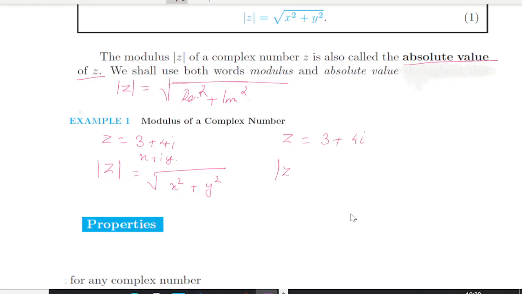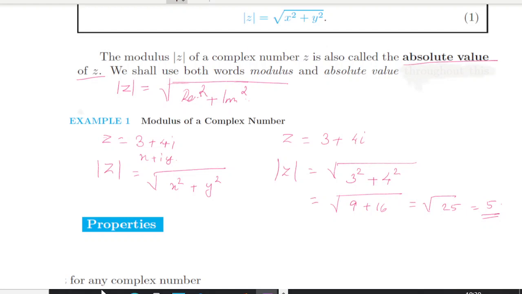Now mod z is equal to square root of 3 square plus 4 square. So it should be square root of 9 plus 16. You will get square root of 25, and that is nothing but 5. Since we are taking the distance, we should take only the positive value. So modulus is always positive, and we take it as positive 5. So if the complex number is 3 plus 4i, its modulus is nothing but 5.